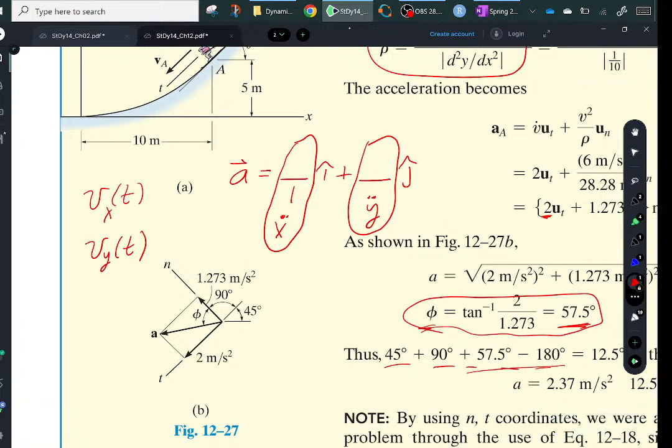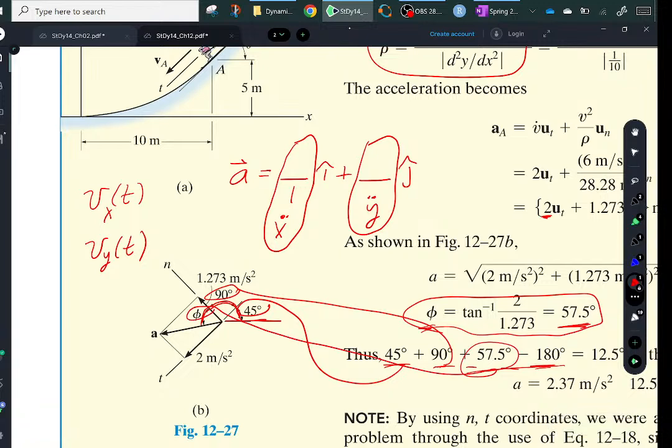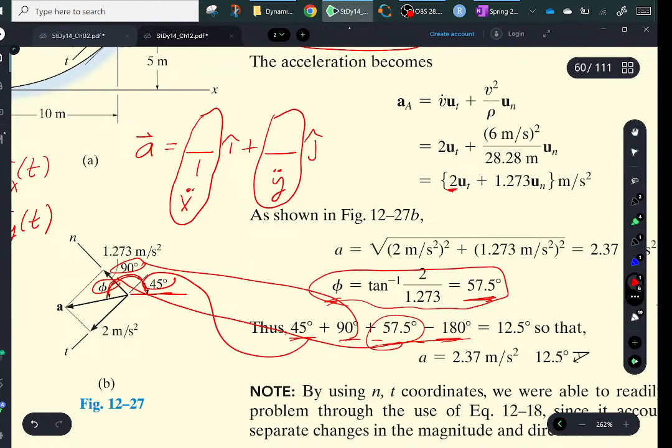So he may ask you for the question. This is one of those things. What's the question? What's the angle from the horizon? So he's got 45 and then his 90, and then his 57. But then he throws in that minus 180. So what he's doing is he's finding that angle.